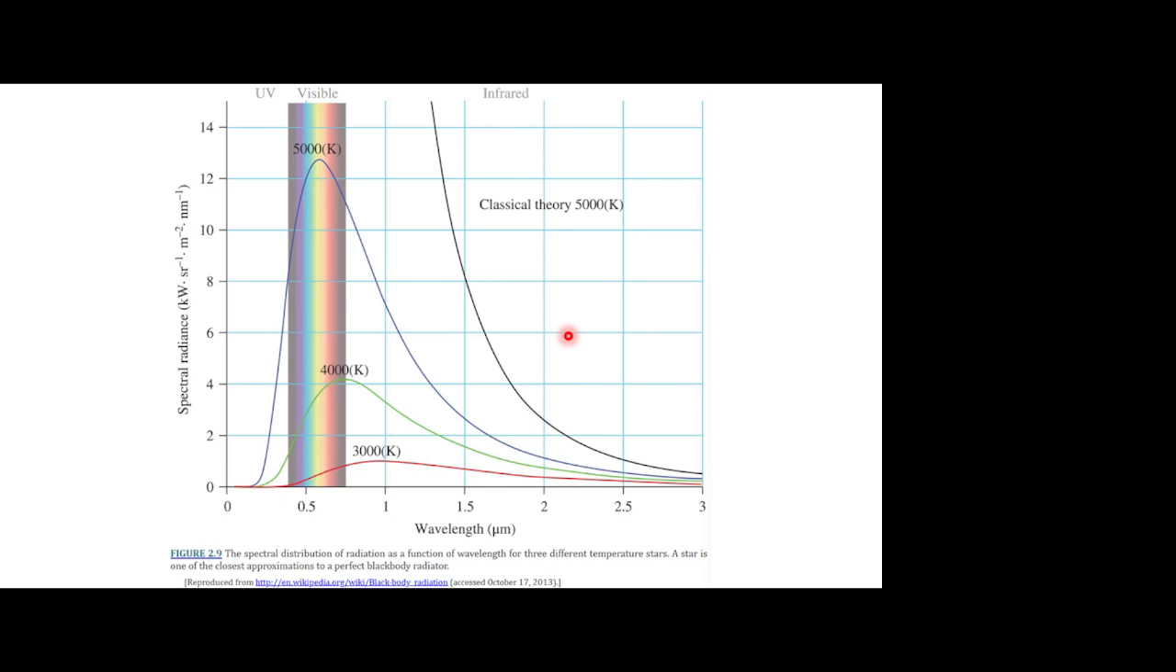Okay. So this right here is the spectral radiance, the spectral distribution of radiation as a function of wavelength. This is for 3 different temperature stars. A star is one of the closest approximations to a perfect black body radiator. A black body radiator just means that it absorbs all the light, and what gets absorbed comes back out as its emissions. It doesn't reflect anything. It would be problematic if it reflected things, because then it's reflecting the light that's coming in, not just the light that it emits, right?